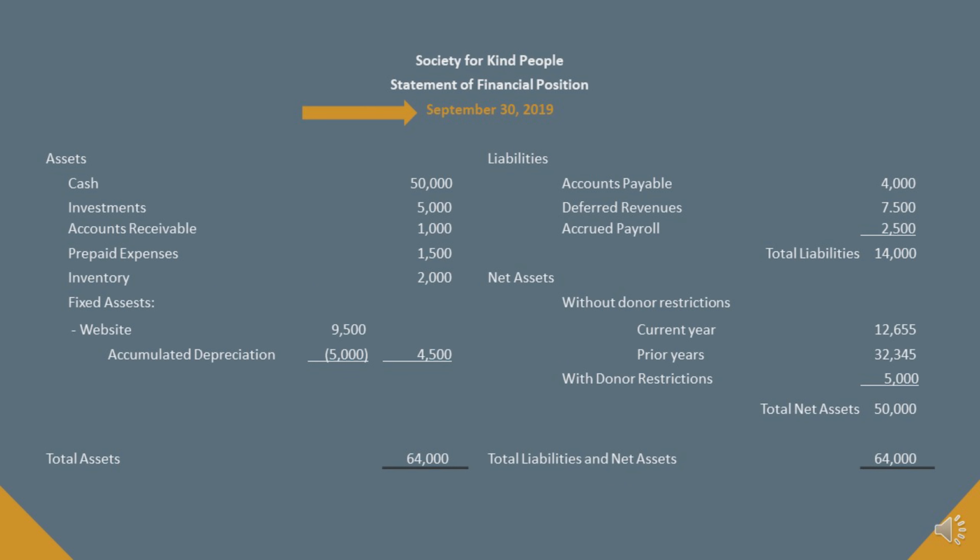Today we're going to be covering the financial statements for the Society for Kind People. Here you see the Statement of Financial Position, and it shows that this statement is being issued as of September 30th. It shows only the results for that given day. Tomorrow, these numbers would all change based on any transactions that occurred between the 2 days. So for instance, cash would change based on any deposits made or payments made.